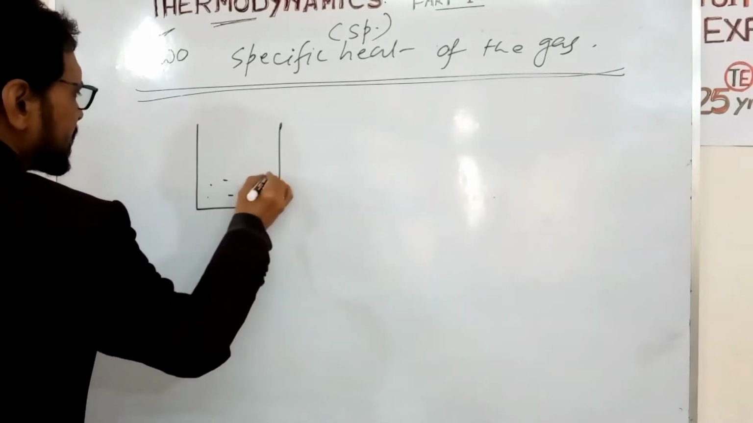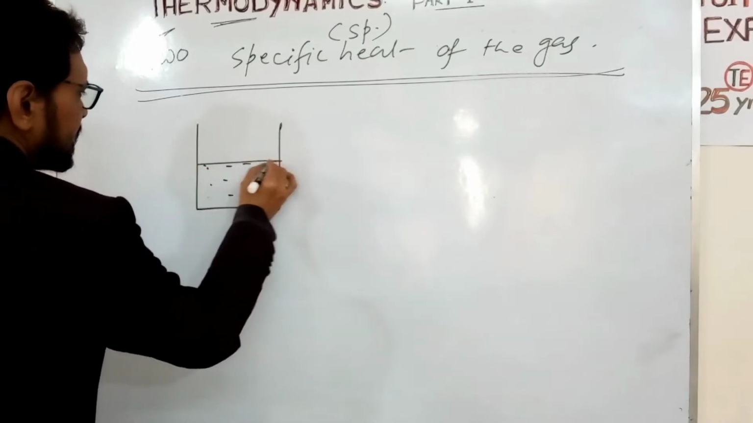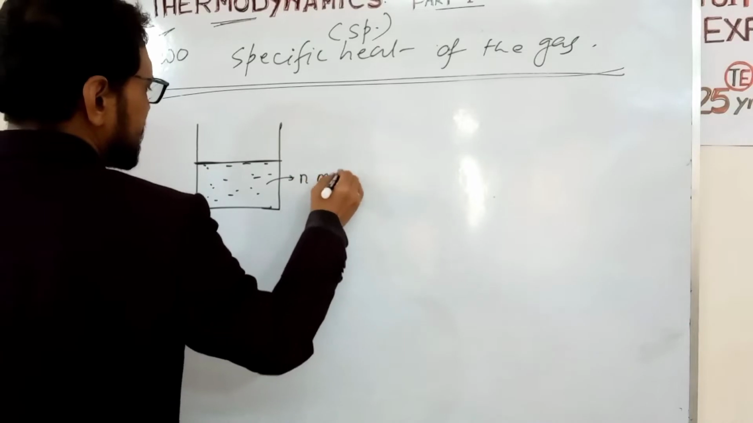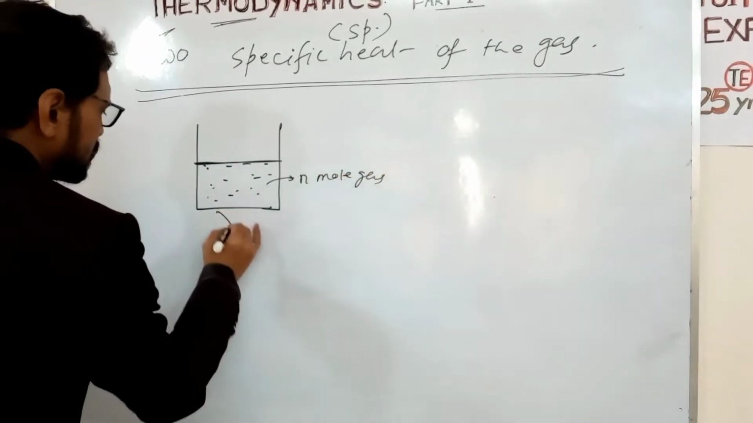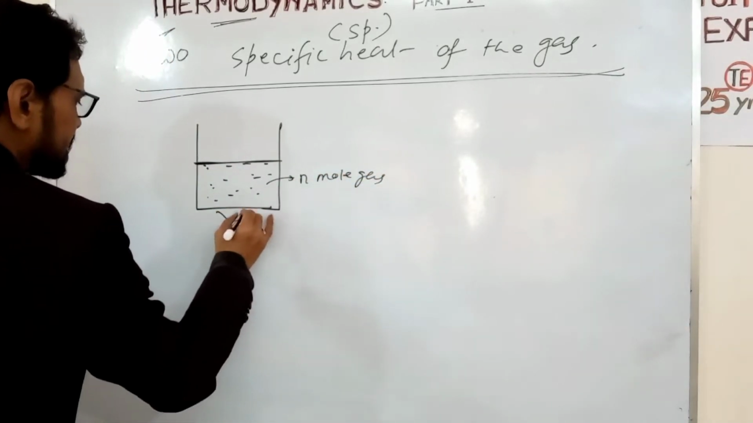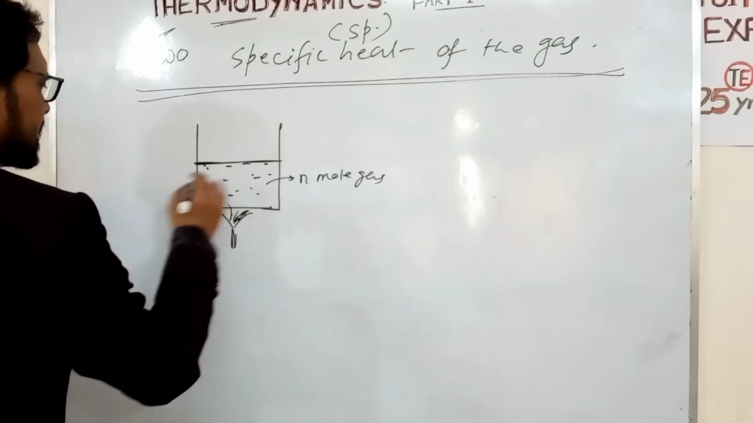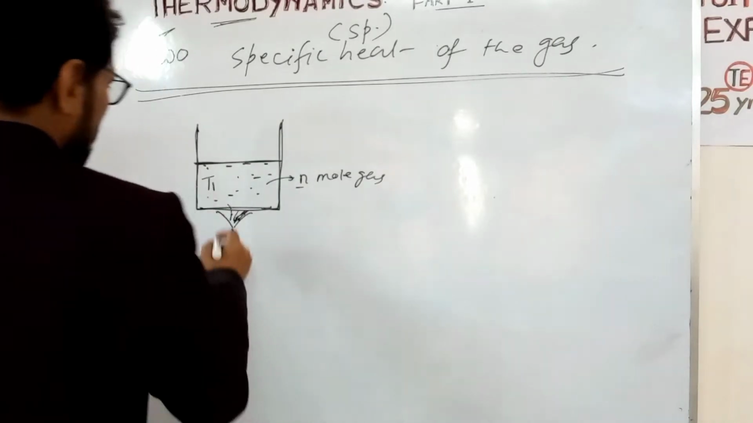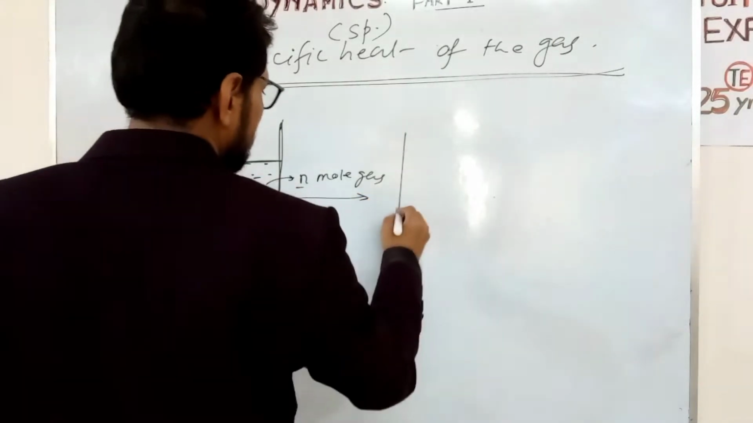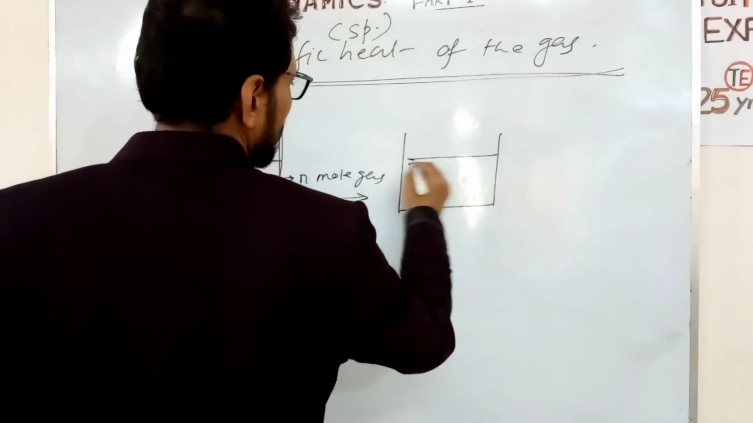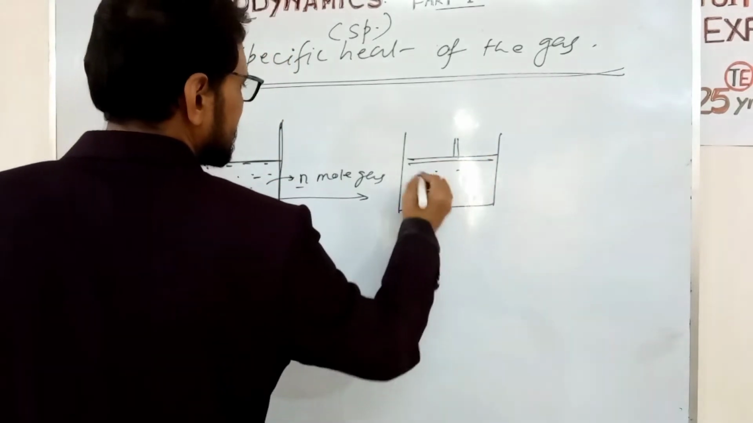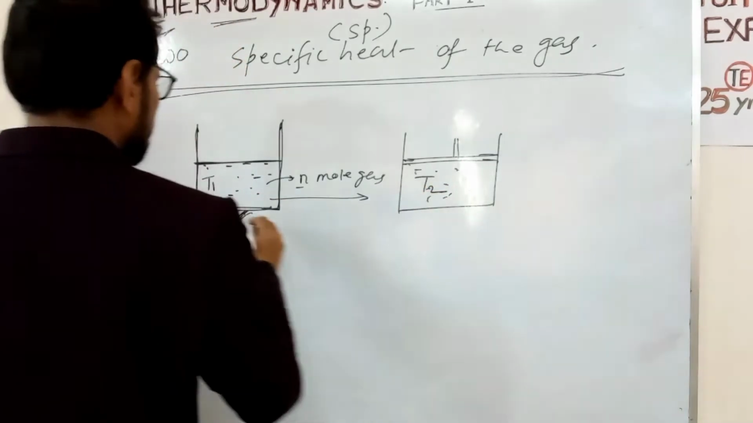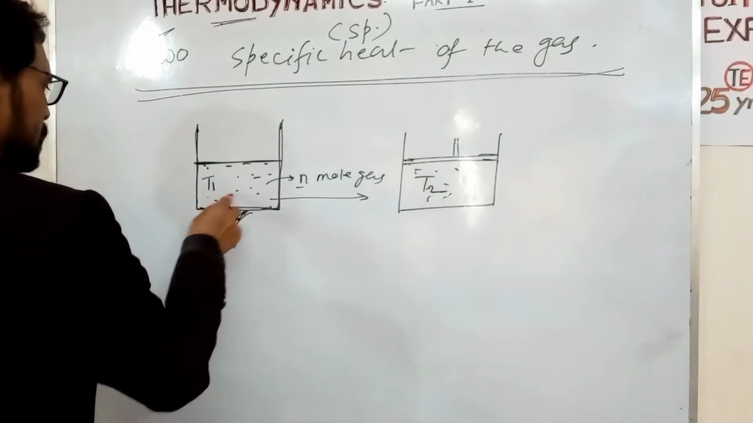Consider a container, and here n moles of gas are present. Now we supply heat. Here T1 is the initial temperature. Now finally the temperature of the gas increases. Suppose the temperature is T2. Now the heat supplied here is Q.